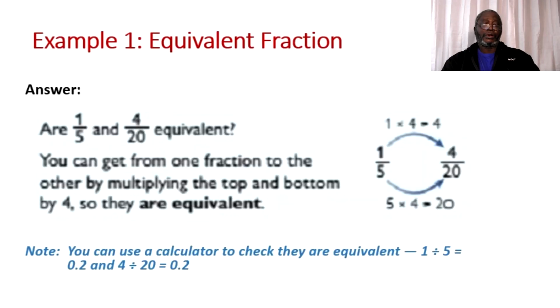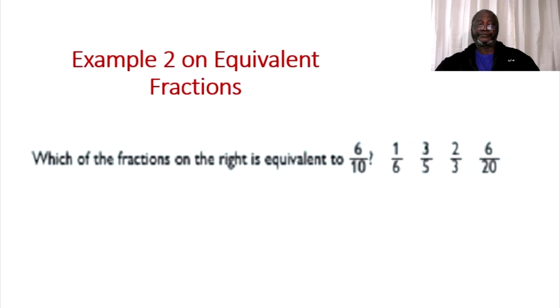So, are 1/5 and 4/20 equivalent? Let's look at this. 1/5, remember you have to do the same to both. So 1 times 4 is 4, and then 5 times 4 is 20. So 4/20 is equivalent to 1/5, so they are equivalent fractions.